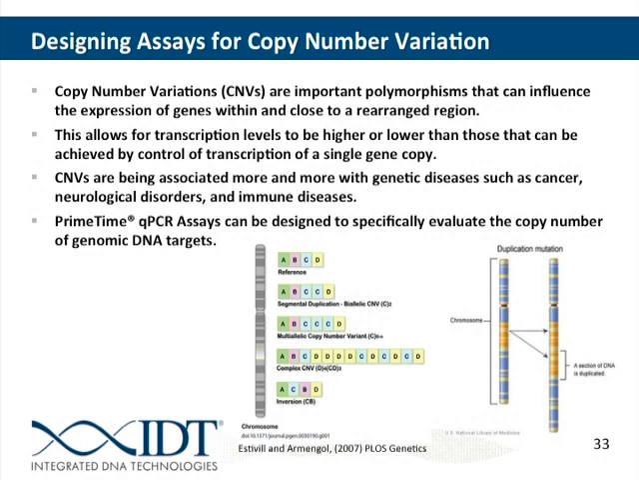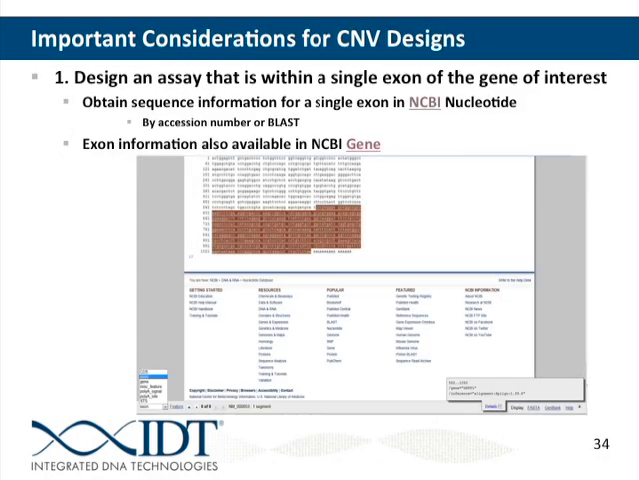And so a lot of people are looking at CNVs in their samples. And we can use PrimeTime qPCR assays and design them to specifically evaluate the copy number of our genomic DNA targets. The principle behind doing this is simply to design an assay that's within a single exon of your gene of interest. So if you go to NCBI and download your sequence information for your gene of interest, you can get single exon information from NCBI and then input that into PrimerQuest.